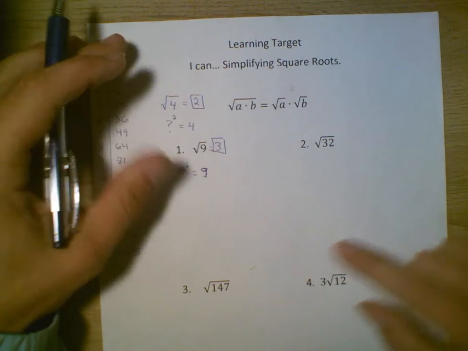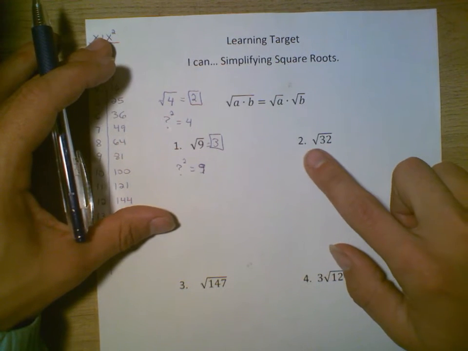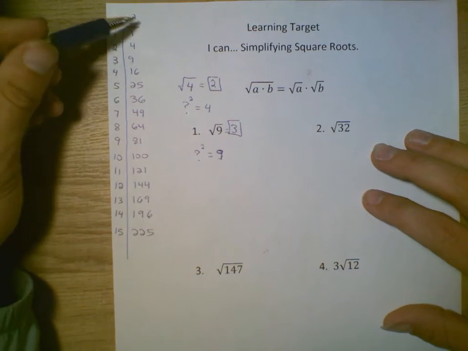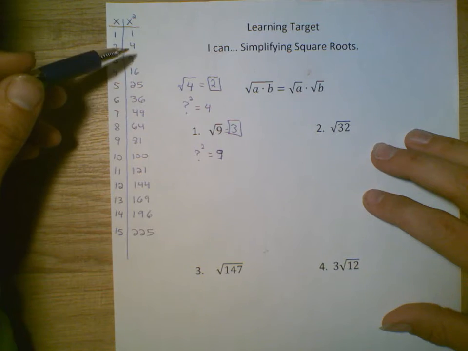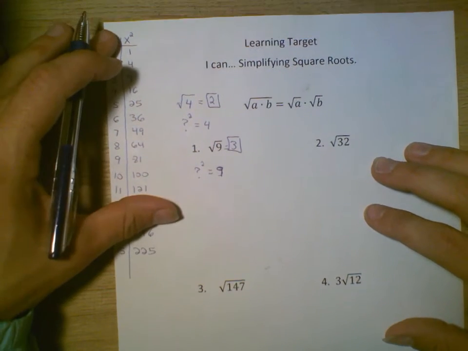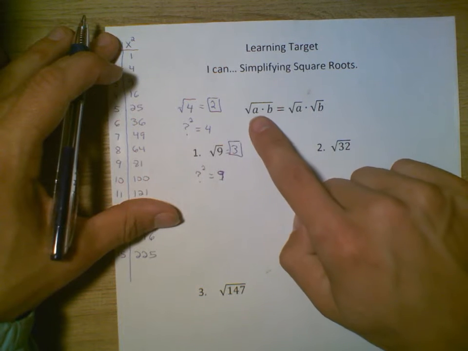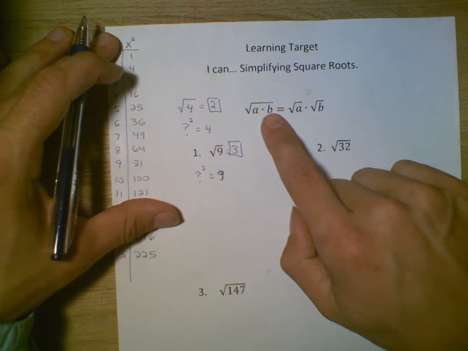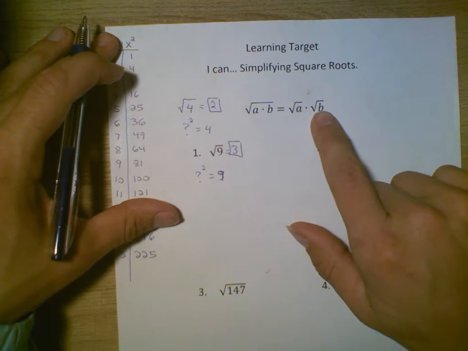Now, sometimes we have a square root that isn't a perfect square. So if I look at number 2, I have the square root of 32. Well, the square root of 32 is not a perfect square on my list, right? 32 is not listed. So what I need to do is use this property here. If I have the square root of a times b, I can separate that to be the square root of a times the square root of b.